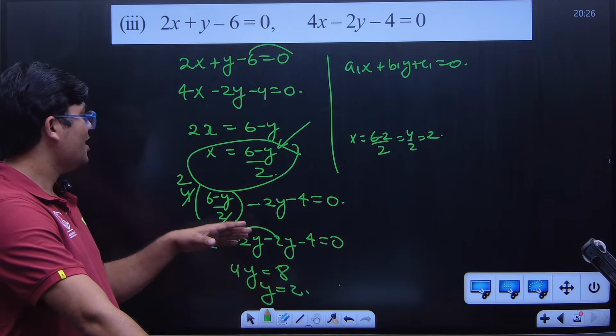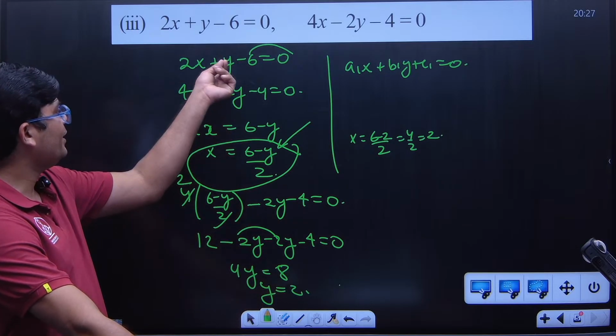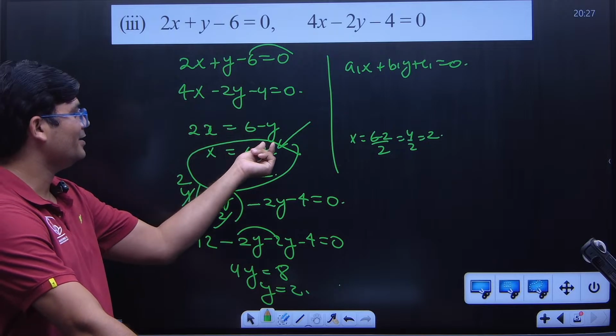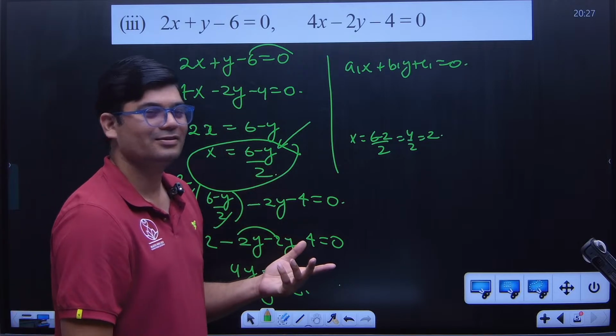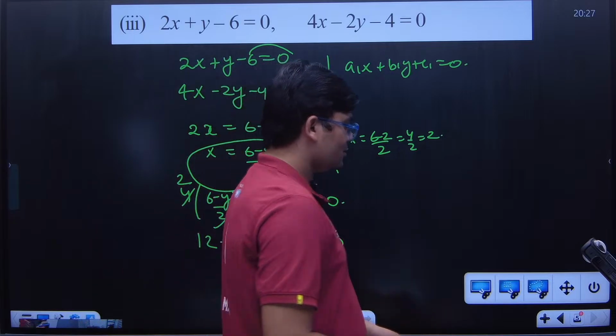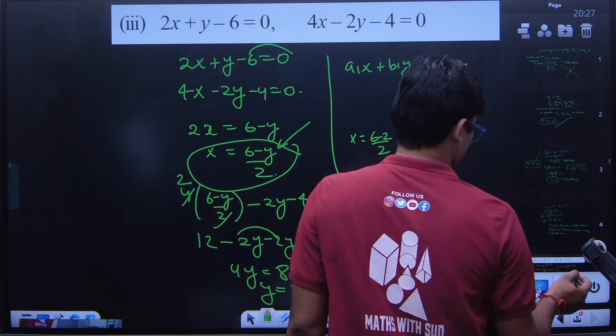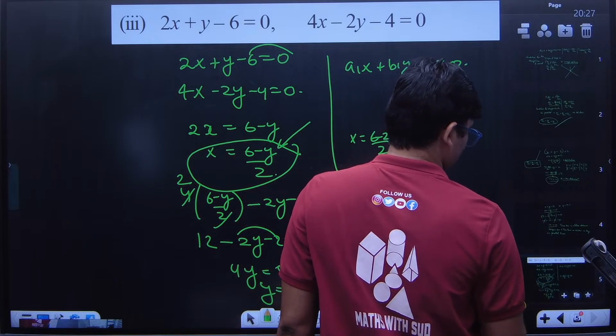It's okay. And then you are putting the value of y here, so you have to put it here. So that is not fine. Find the value of x in one step. Okay, so it's 6 minus 2 upon 2, which is 4 upon 2, which is 2. So x is also 2.